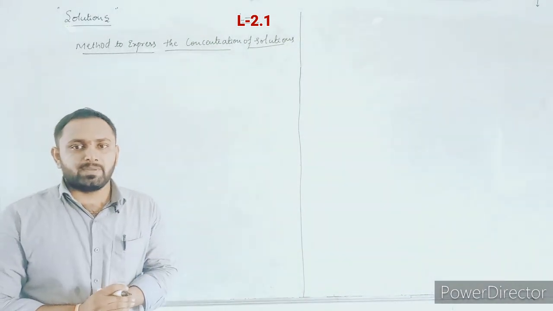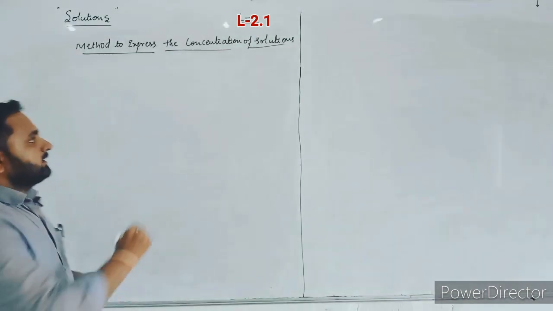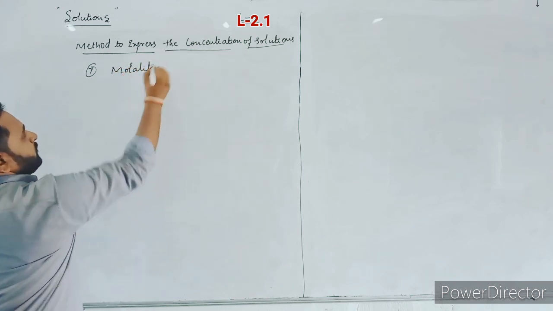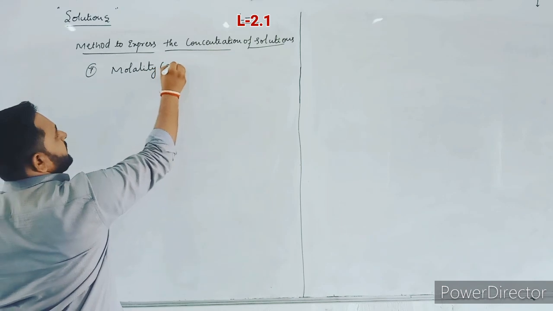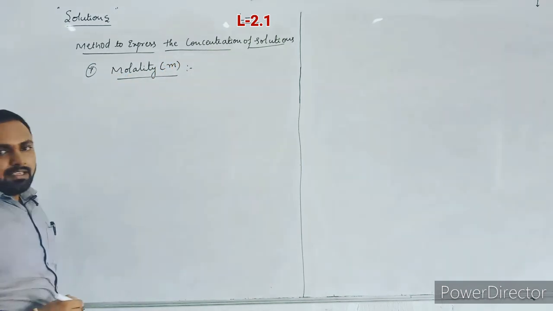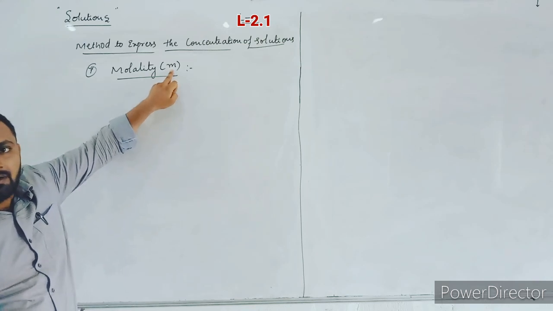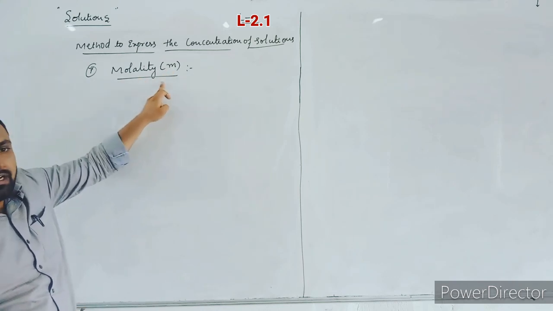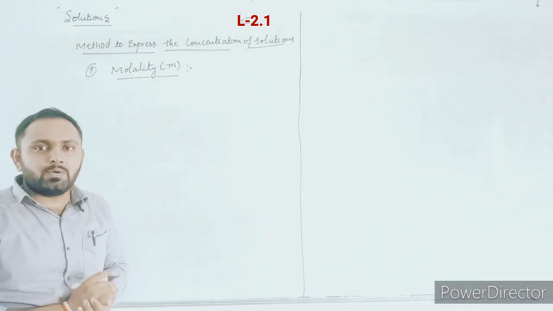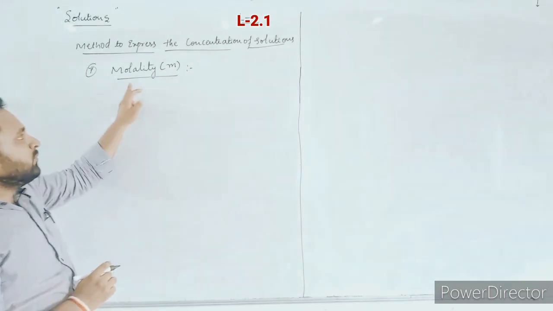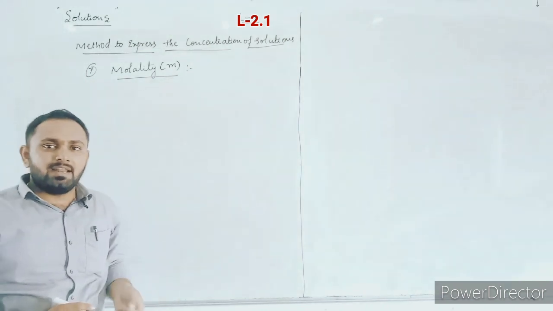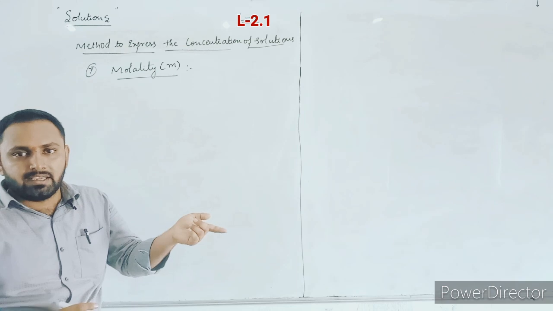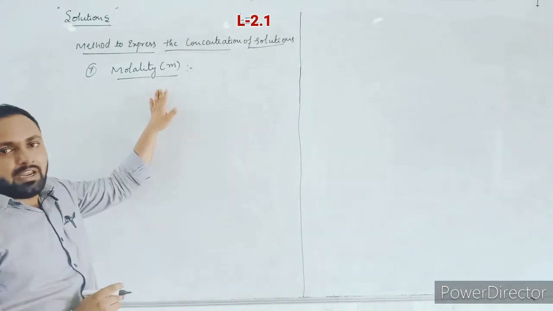Next, let us discuss the seventh method. The seventh method is molality. Molality is represented by small m. Don't confuse them: molality is represented by small m, and molarity is represented by capital M. Now let us discuss what is molality. The number of moles of solute dissolved in 1 kg of solvent is called molality. Then what is molarity? The number of moles of solute dissolved in 1 liter of solution is called molarity.